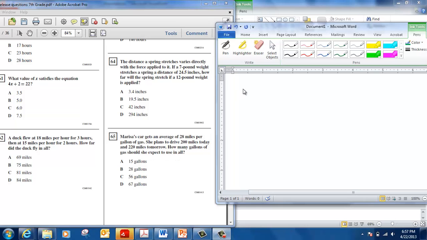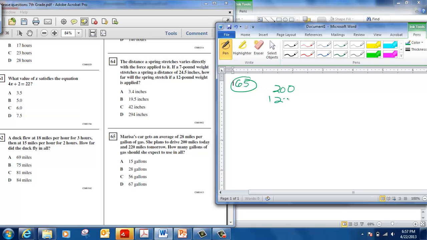So the first thing we need to do is find out how many total miles she's going to drive. So for number 65, I know it's going to be 200 one day and then 220 the other. So a total of 420. And then I'm going to take the 420 and divide it by 28 because I know that for each set of 28 miles I use 1 gallon of gas.